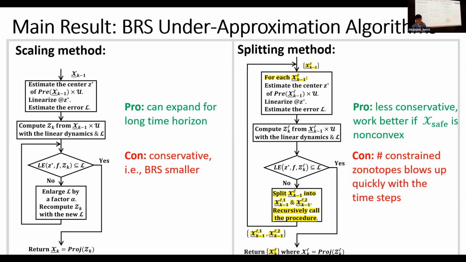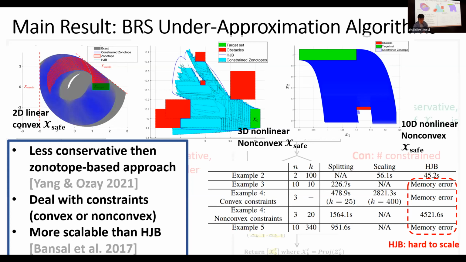And the drawback is sometimes it might be conservative, meaning it gives smaller sets, where it is the opposite for the splitting method, and it also handles non-convex environments. So those are our algorithms. I have some experimental results here.